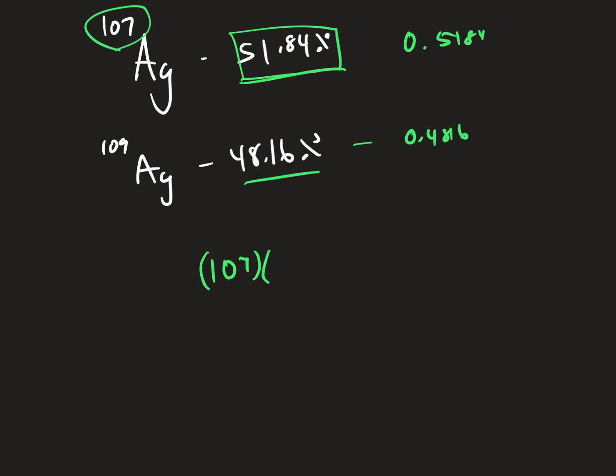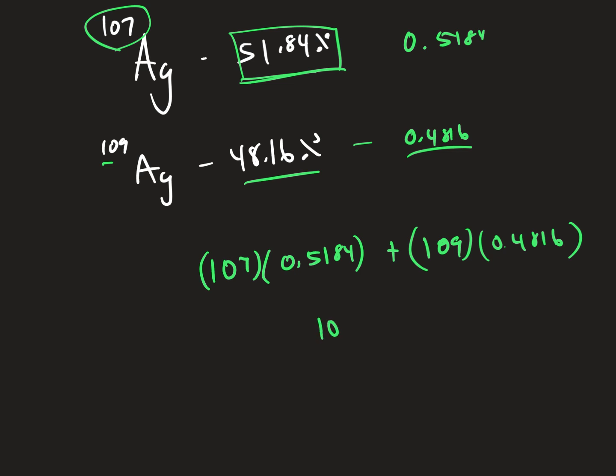Okay, so we're going to multiply 107 by its relative abundance, 0.5184. And then we're going to add to that 109, multiplied by its relative abundance of 0.4816. And we do the calculation there, and we get 107.96. Good?